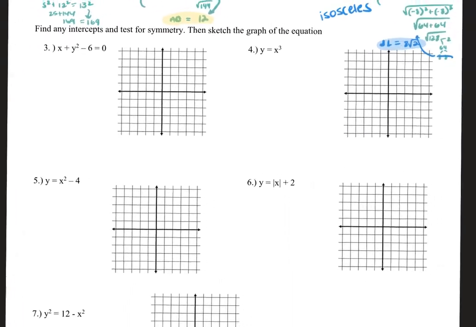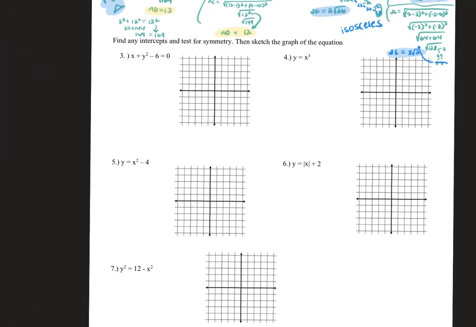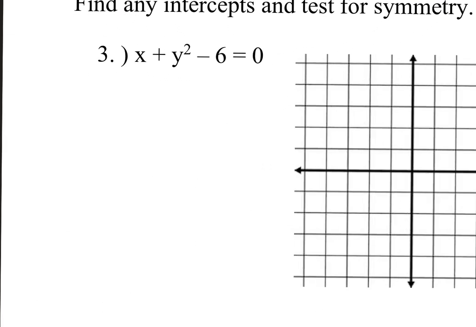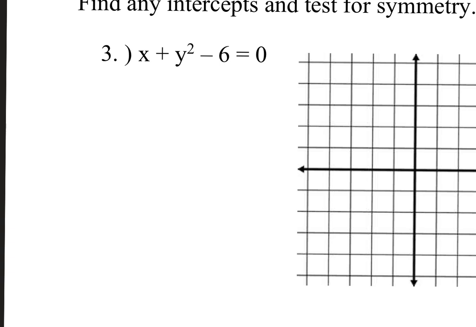Okay, for the next section of questions, they all have the same set of instructions. Find the intercepts, test for symmetry, and then sketch the graph. So for 3, I'll start with my y-intercept. I'm going to plug 0 in for x. 0 plus y squared minus 6 equals 0. I get y squared equals 6. And square root both sides, putting that plus and minus in the front. So there are 2 y-intercepts: (0, negative square root 6) and (0, positive square root 6).